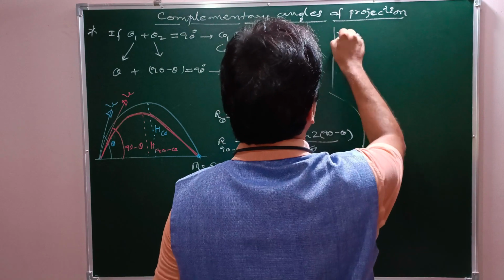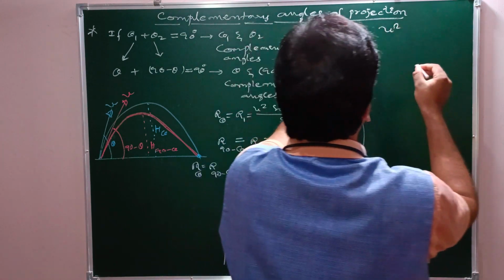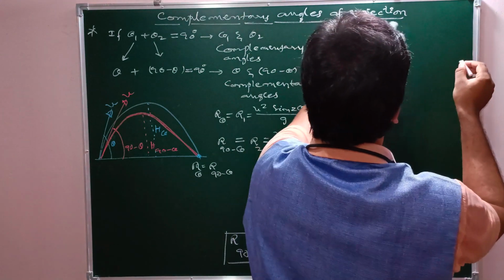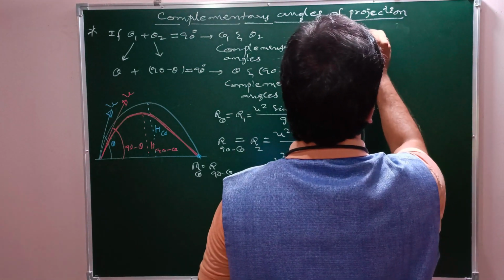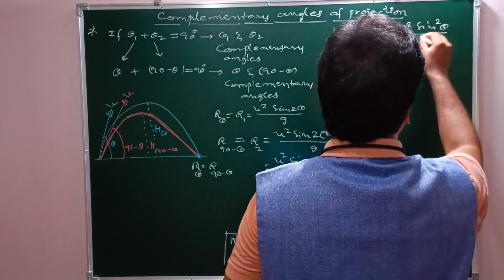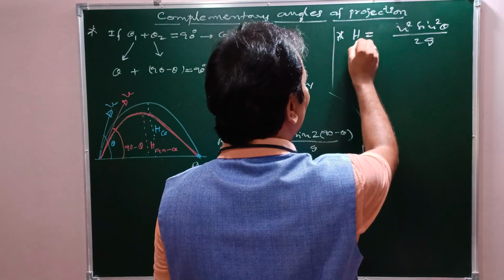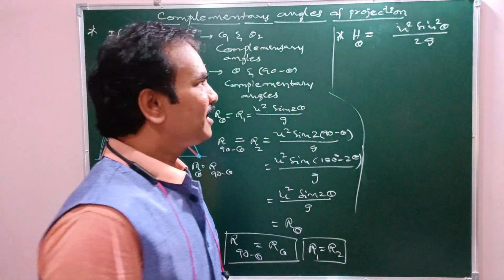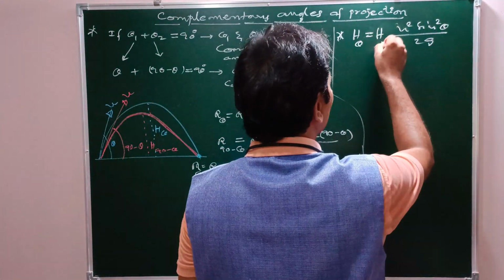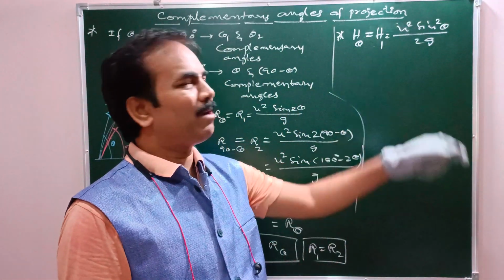What is the expression for maximum height? H is equal to u square sin square theta by 2g. Am I right? So when it is projected at an angle theta with the horizontal, say the height H at theta is H1, that is H theta equal to H1 equal to u square sin square theta by 2g.